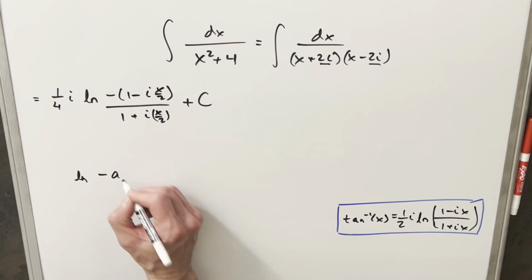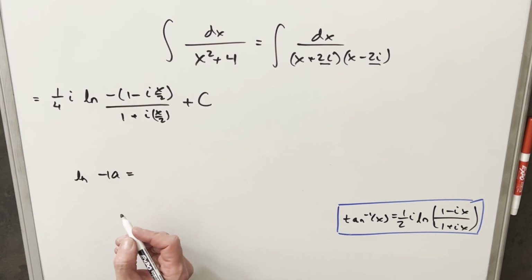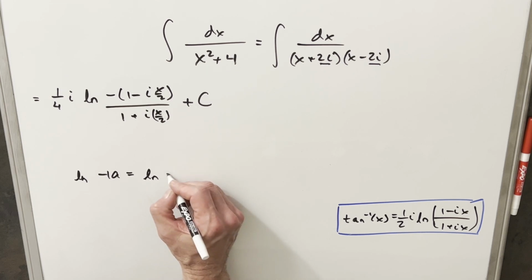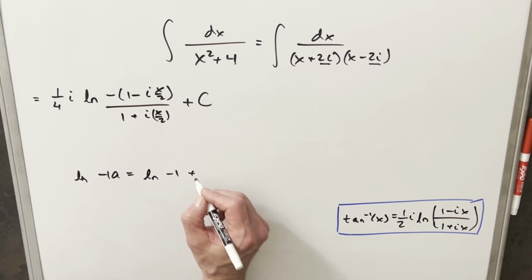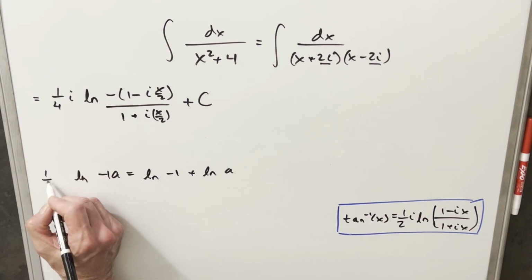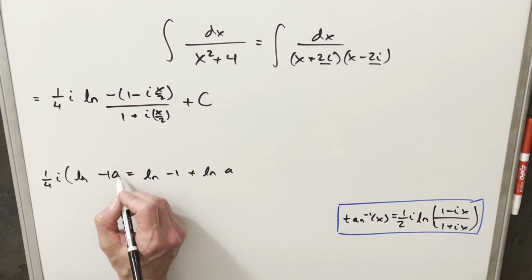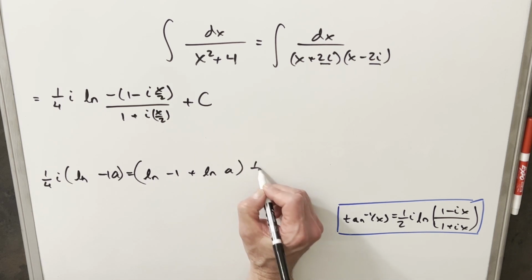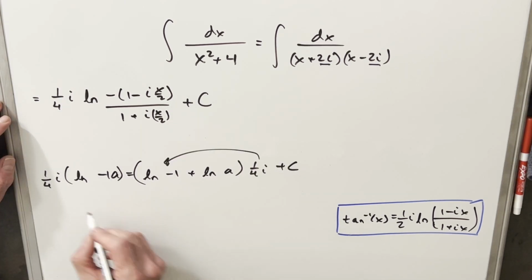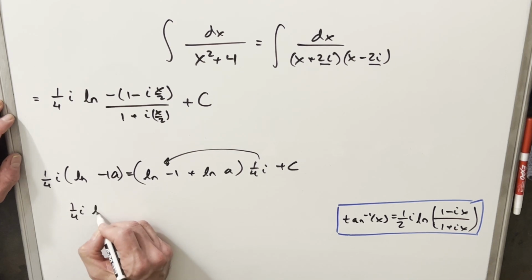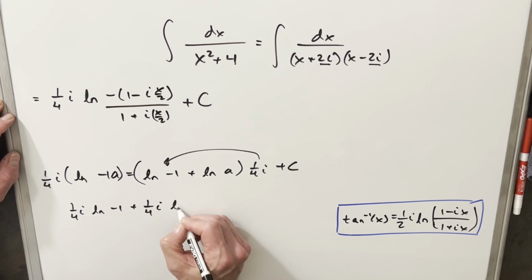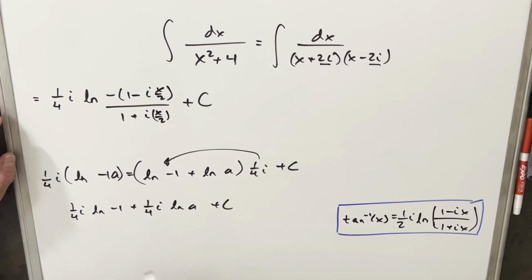Let's just call this A. So we can write this as minus 1 times A. But by the properties of log, I can split this up and write it as ln of minus 1 plus ln of A. If we have this 1/4 i in front, let's just put that on both sides. This is multiplied by 1/4 i, and this is multiplied by 1/4 i, and we'll keep our plus C over here. We'll end up with 1/4 i natural log of minus 1 plus 1/4 i natural log of A plus C.